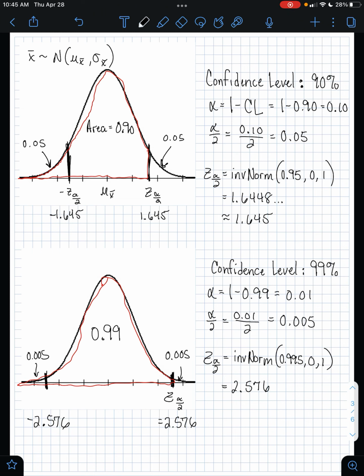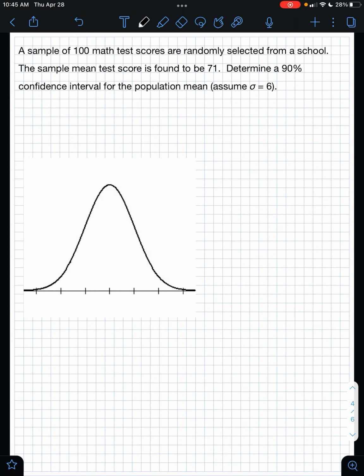All right, so let's look at an example now so we can see how all this fits together. A sample of 100 math test scores are randomly selected from a school. The sample mean test score is found to be 71. So in collecting our data and finding our sample, we find X bar to be 71. Now, the population mean, that is the mean of all of the math test scores at the school, is probably not exactly 71. But it could be pretty close to that.